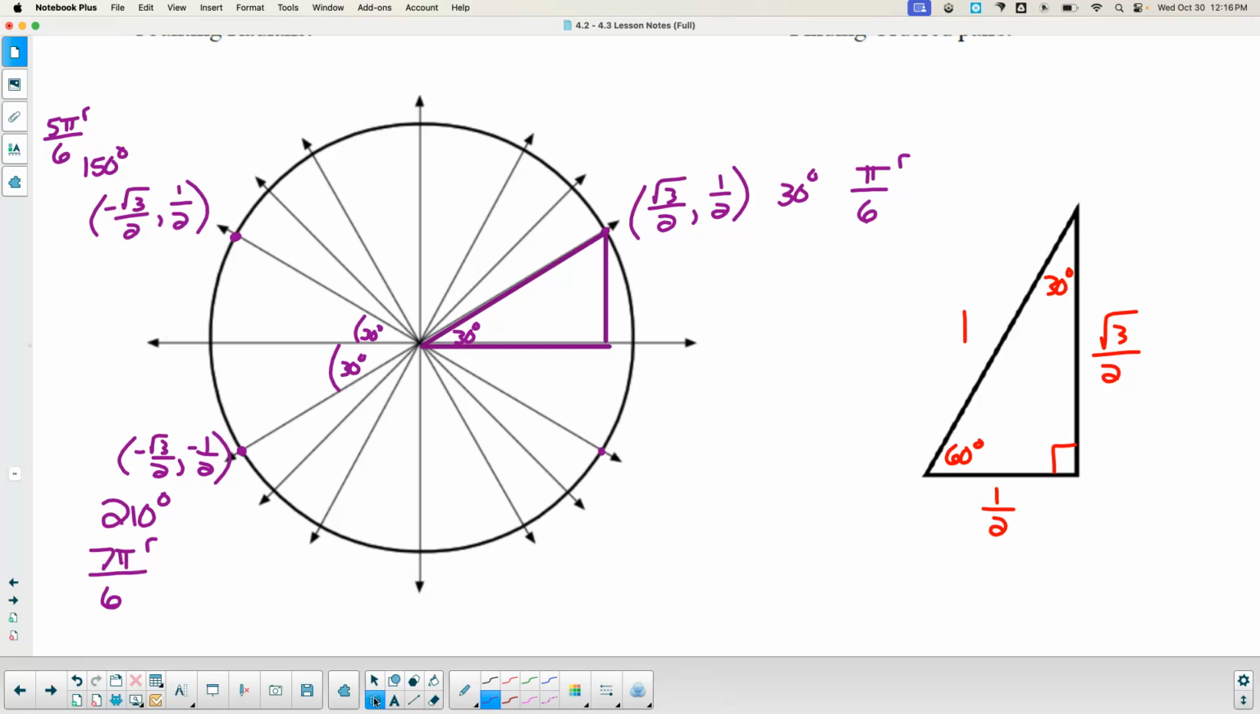That would get reflected over here. Now here would be the 30 degrees. This is the positive negative quadrant. What would my degree measure be? 330. And that would be 11π/6 radians.